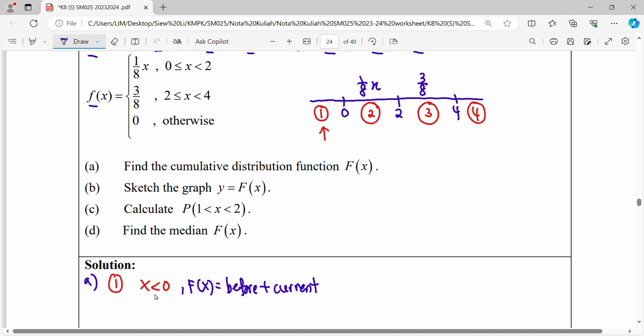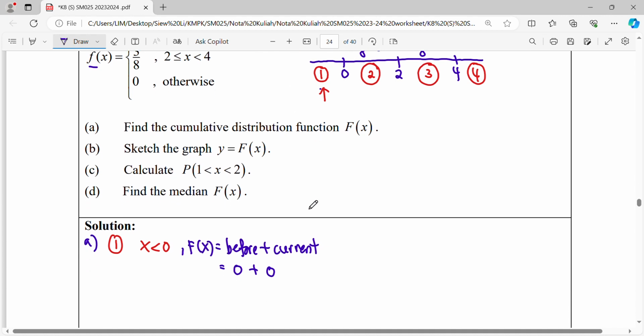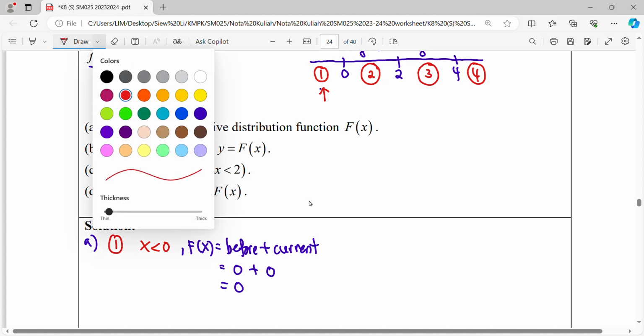So when you have this interval, do you have any probability before that? Do you have any graph before that? Any area before that? We don't, so before that is 0. Currently, do we have any graph or any area here? Not yet, so currently it is also 0. So our cumulative distribution function will start with 0. Then we move on to the second interval, second step.